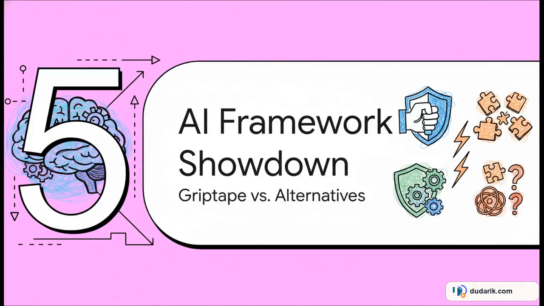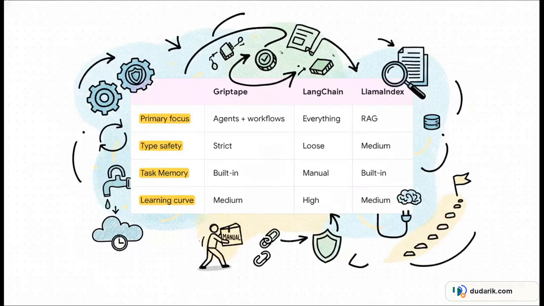Okay, so we see how Griptape works, but how does this explicit philosophy actually stack up against the big players in the space? It's time for the AI framework showdown, Griptape versus the alternatives. This table breaks it down nicely. You can see right away how Griptape is carving out its own space. It's laser-focused on agents and workflows, whereas something like LangChain aims to be the kitchen sink for everything.